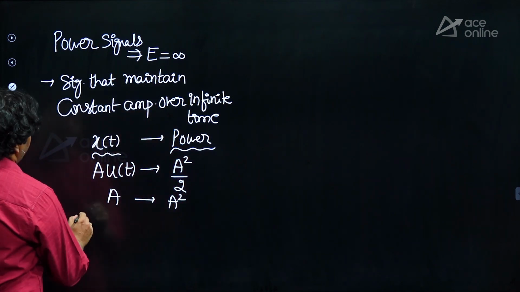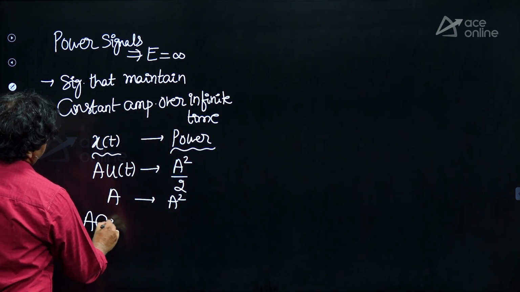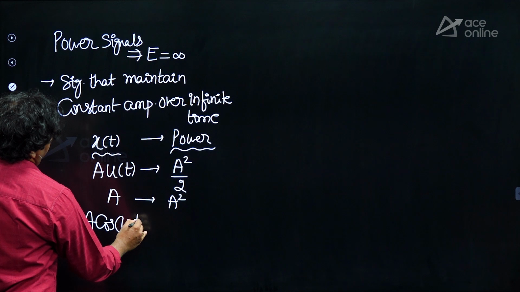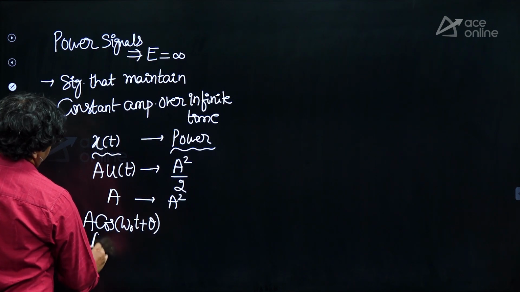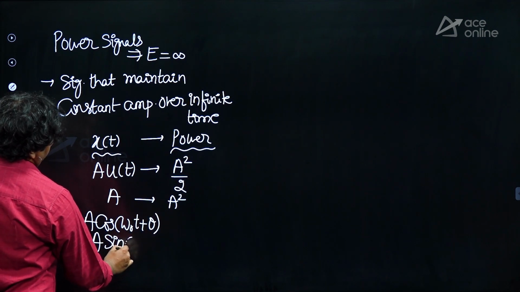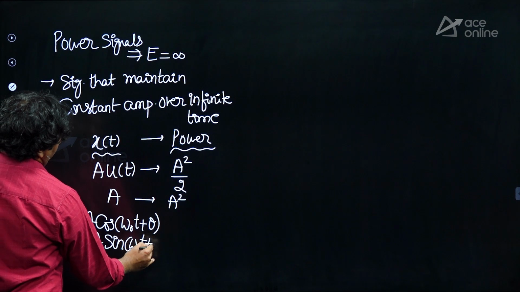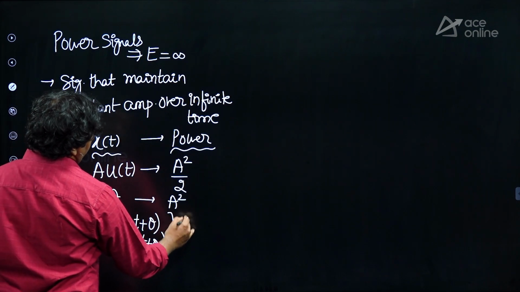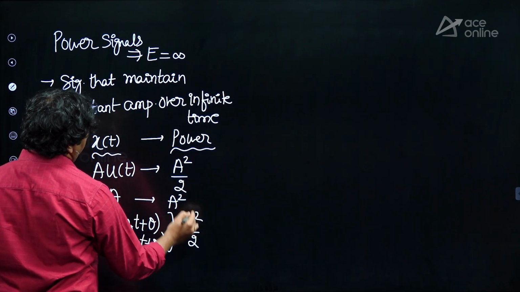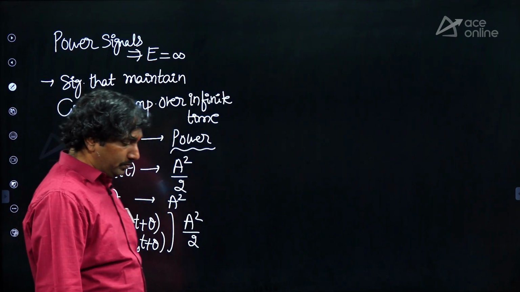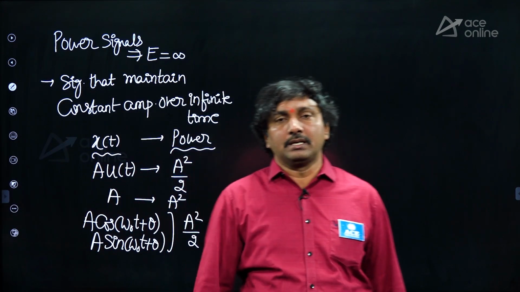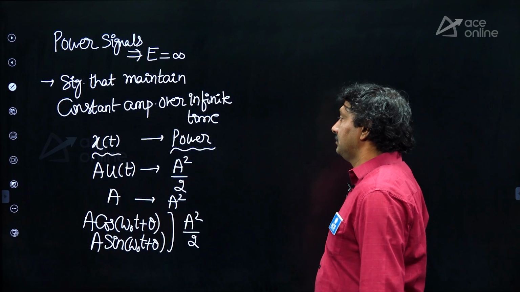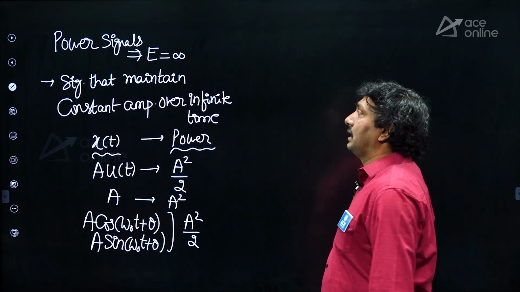simply A square. Of course, periodic signals, when you take cos or sine, generally periodic signals are treated to be power signals. Based on the RMS value concept, we are saying power is A square by 2. All periodic signals are power signals.